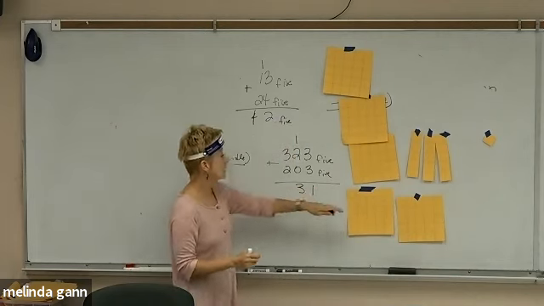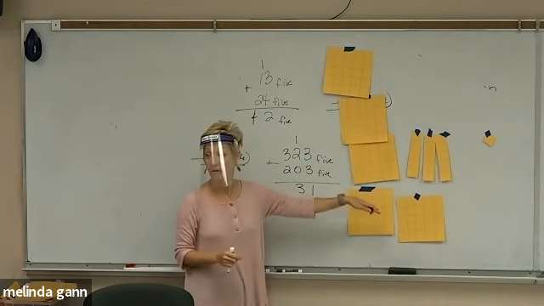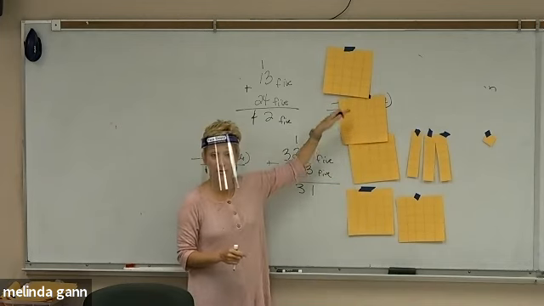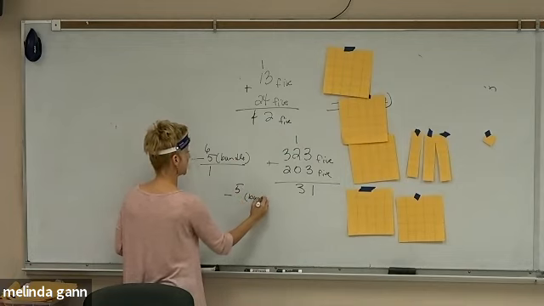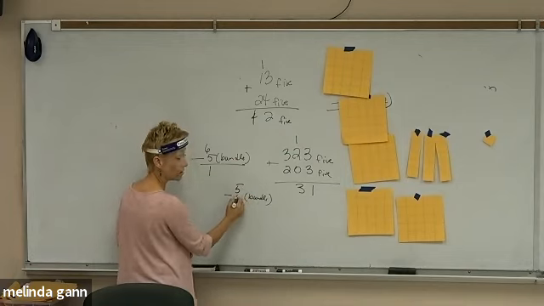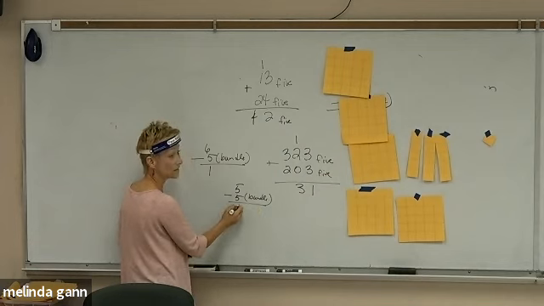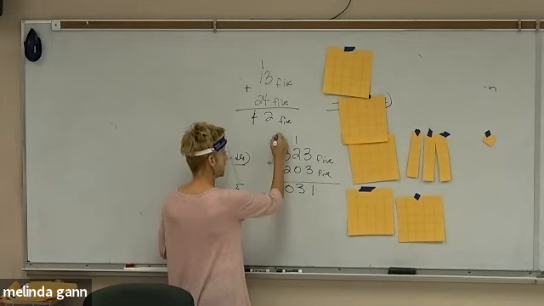Now, when I add up these flats, how many of the flats do I have? 5. Is that enough to make a bundle? Yeah. All right. So I take 5 and I take out my bundle. Now, again, how many are in your bundle? 5. So that leaves me how many? 0. And I would carry my bundle.